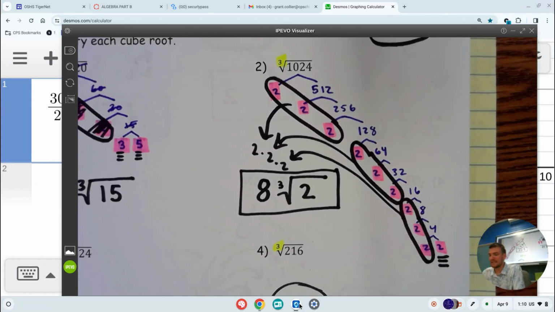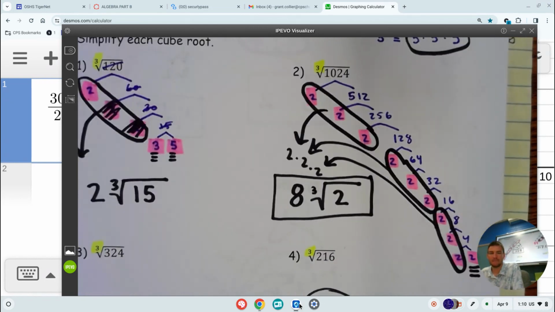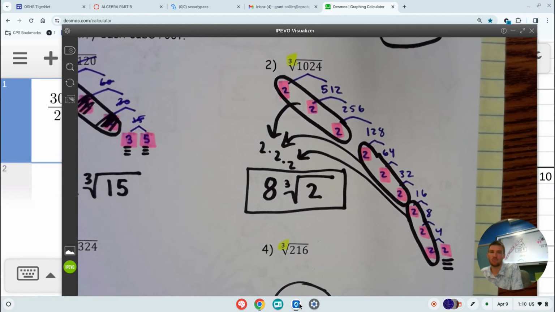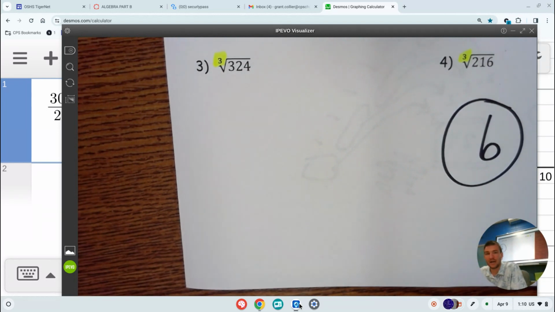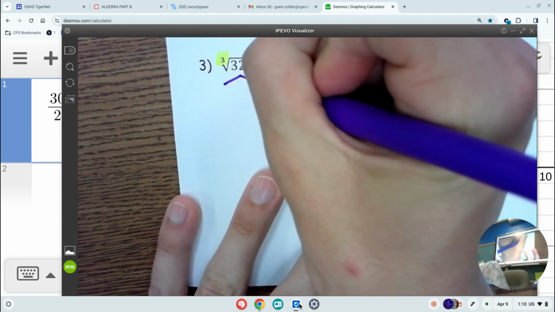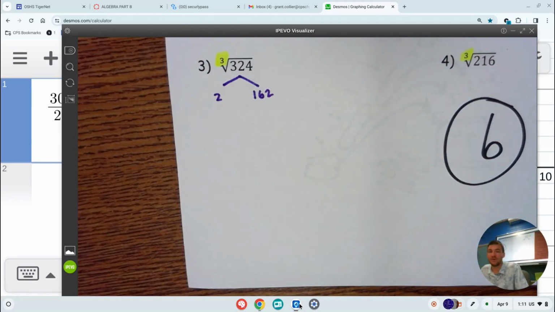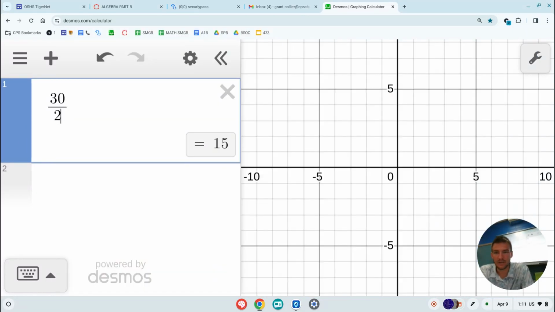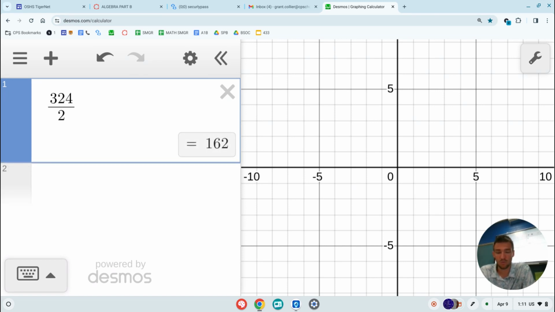And this last one is not nearly as big as 1024. It's not very common in math class that we deal with numbers bigger than 1000. Last question, lunch is around the corner. 324. Okay, we're going to split it up, which is going to be 2 times 162. If you're not sure how to do this, one last little reminder, just type it in, 324 divided by 2. And if 2 doesn't work, try 3, and if 3 doesn't work, try 5. But 2 works, and you get 162.